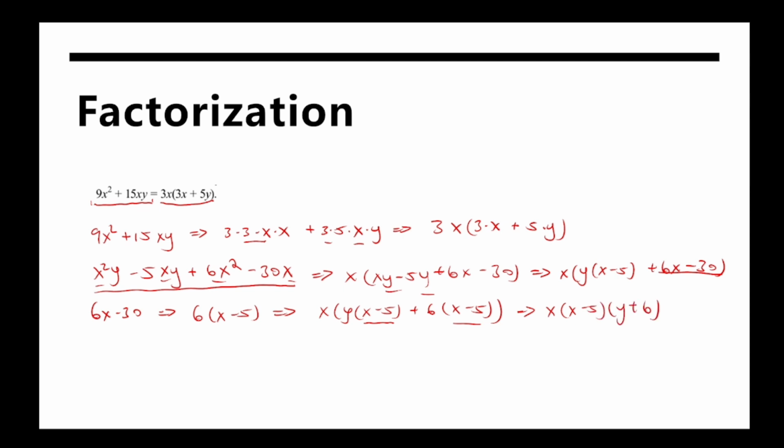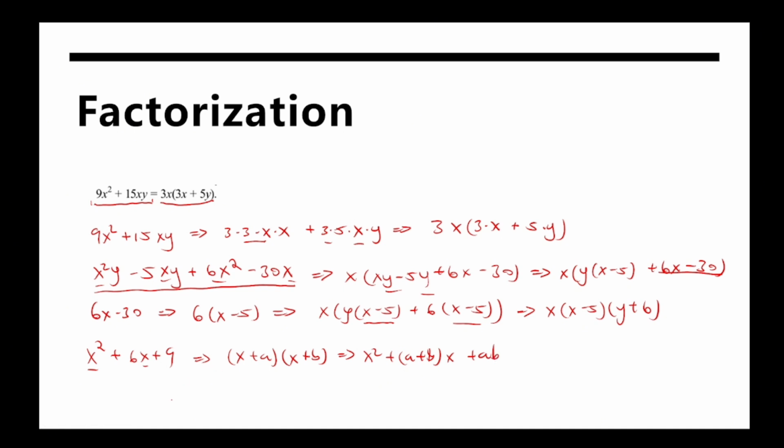y plus 6. Now when you see expressions like x squared plus 6x plus 9, you know that there is only x and it's quadratic. So it must have been something like x plus a times x plus b. Expanding x plus a times x plus b, we'll get x squared plus a plus b times x plus ab.